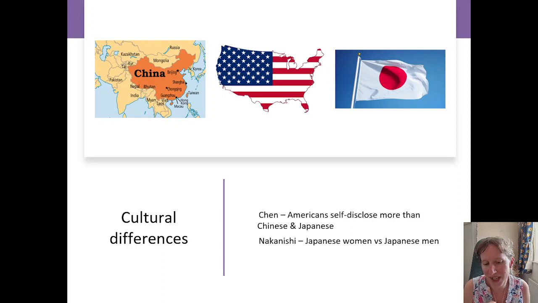And then we have a second study here by Nakanishi, who found that Japanese women actually prefer a higher level of self-disclosure to Japanese men, which is the opposite way round from what we would report and expect in the West. So both of those pieces of research suggest that this is a culturally biased theory that holds true for the West but is not universal.